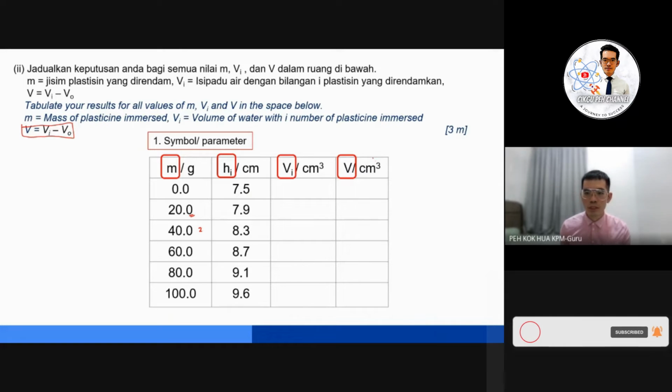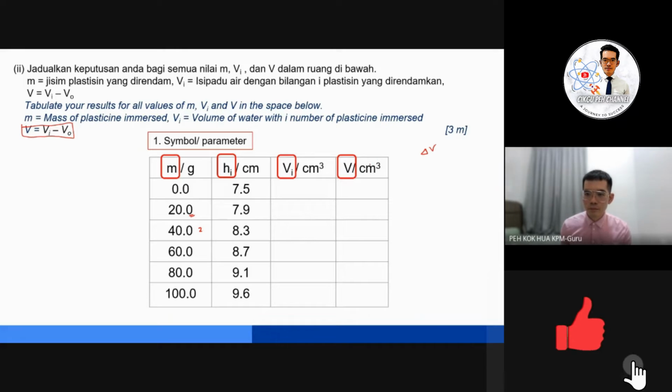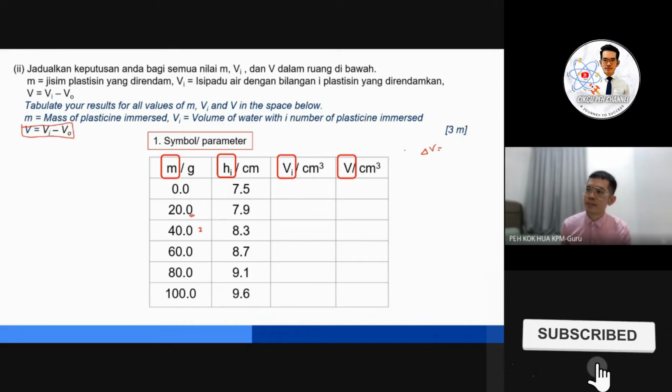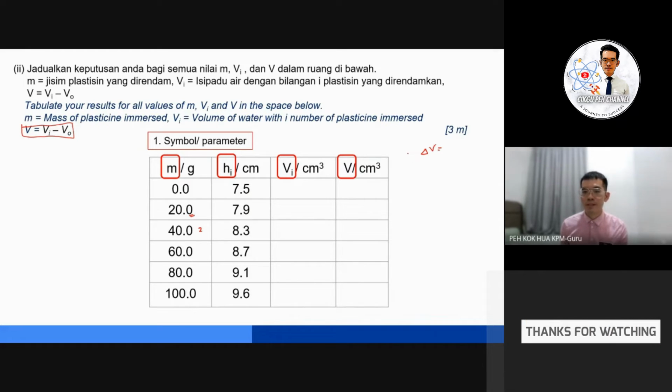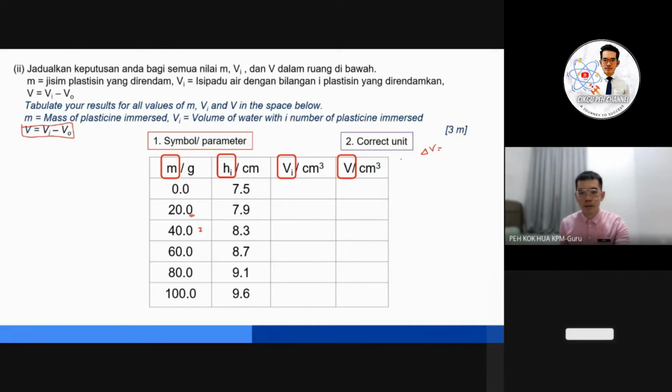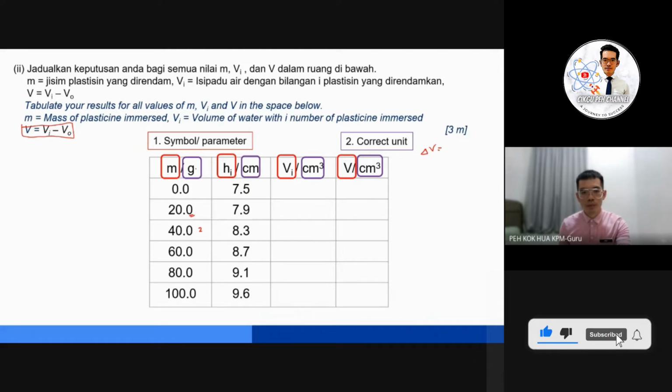So that means here will be the delta V, which is actually represented as the water displaced by the plasticine, and also can be represented as the volume of the plasticine. Okay, so the second tip, your table must have the correct unit. So here will be gram for mass, cm for height, cm cube for the volume.